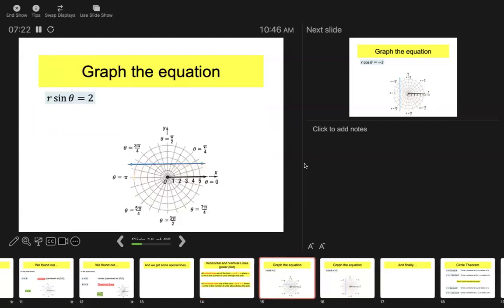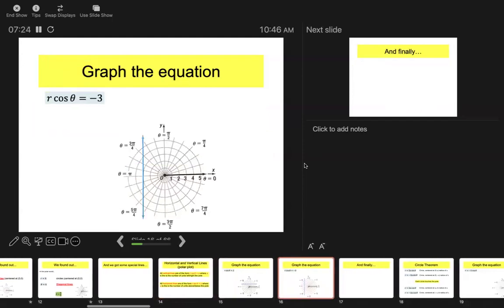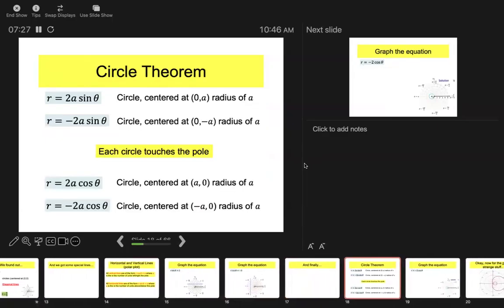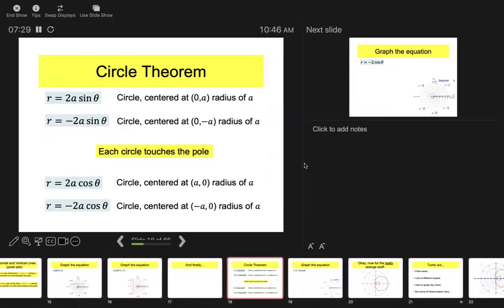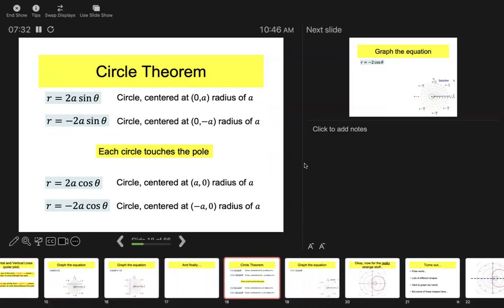And then the last thing is that sometimes we get a circle that isn't centered at (0, 0), and that will be in this form. It'll start off with r equals, and then you're going to have either a 2 or a -2, and then a number, and then either sine or cosine. If it's sine, it's of the form (0, a) or (0, -a). It'd be -a if there's a -2 involved. And if it's cosine, the form is (a, 0) or (-a, 0), depending upon whether you factored out a 2 or a -2. And that was your homework.